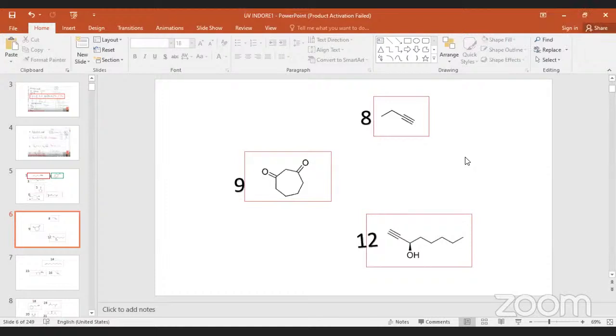1,3-cycloheptadiene. Yeah, 1,3-cycloheptadiene. Yeah, that is correct. 12th.